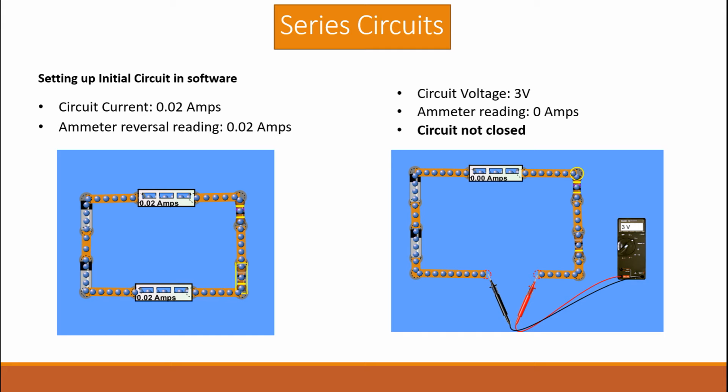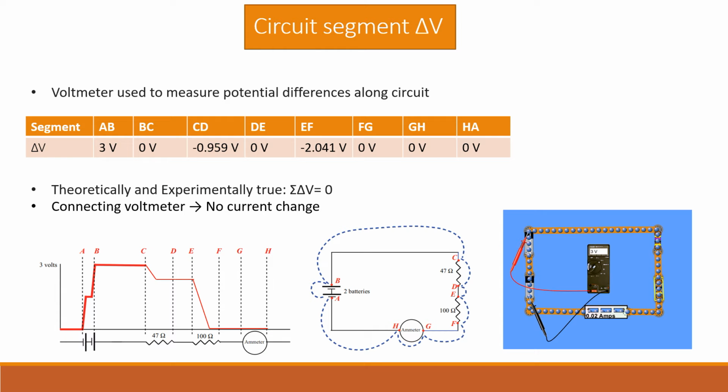Then an ammeter was removed and the voltmeter was hooked up to both ends. The voltmeter read 3 volts, the sum of the battery's charges, and the ammeter now read a current of 0 amperes. This was the case as the circuit was now open, meaning that electrical current is now not flowing throughout the circuit. Next, I measured potential differences for different segments of the circuit as labeled in the diagram shown.